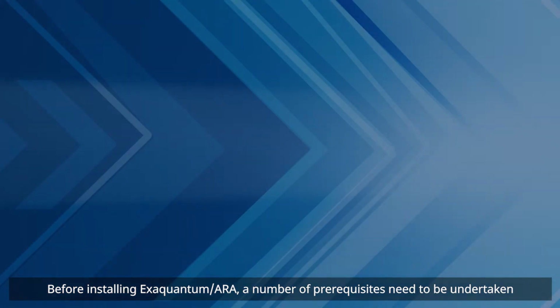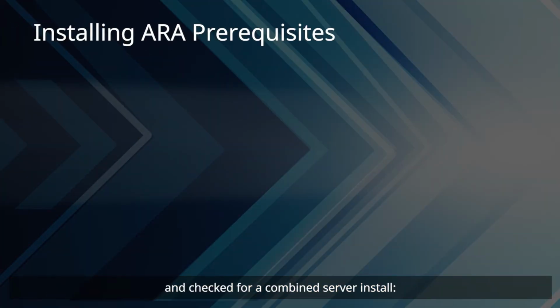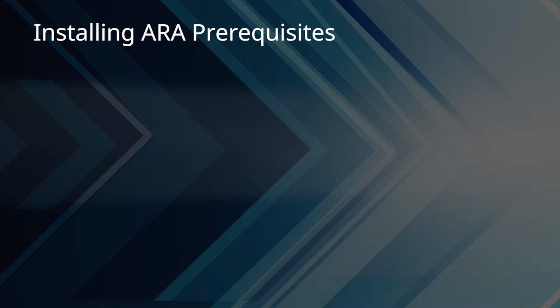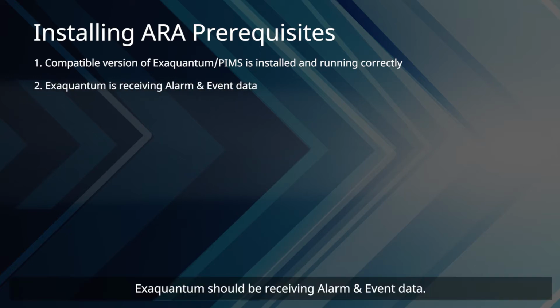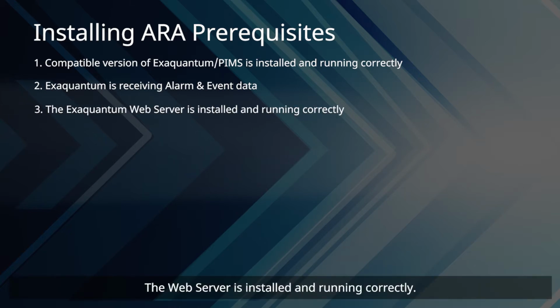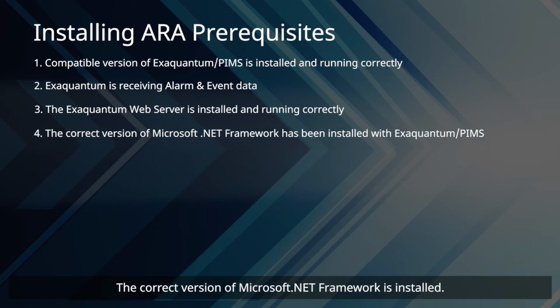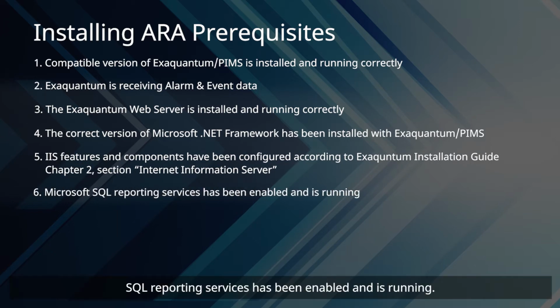Before installing Exaquantum ARA, a number of prerequisites need to be undertaken and checked for a combined server install. A compatible version of Exaquantum PIMS must be installed and running correctly. Exaquantum should be receiving alarm and event data. The web server is installed and running correctly. The correct version of Microsoft .NET Framework is installed. IIS features and components have been configured. SQL Reporting Services has been enabled and is running.